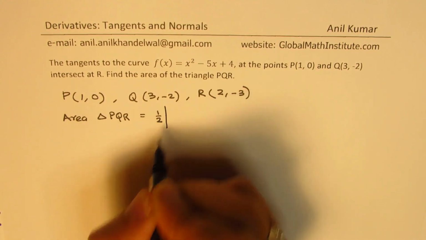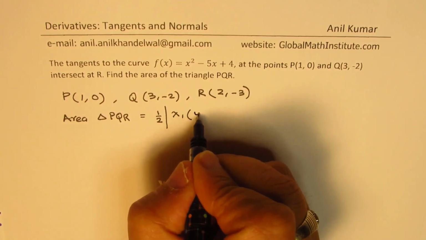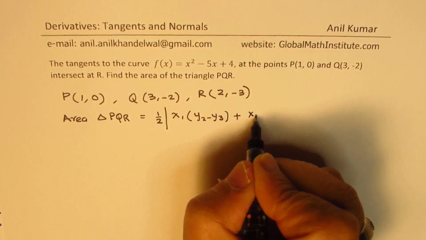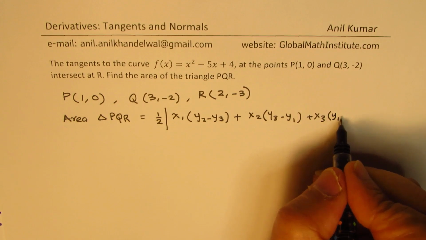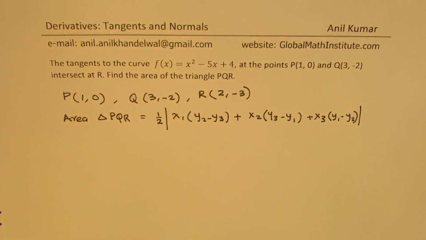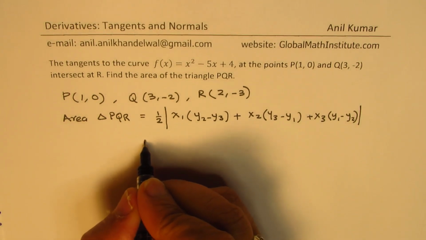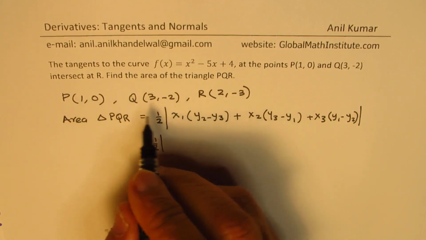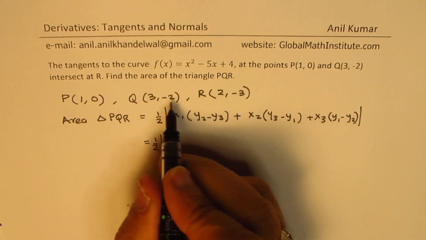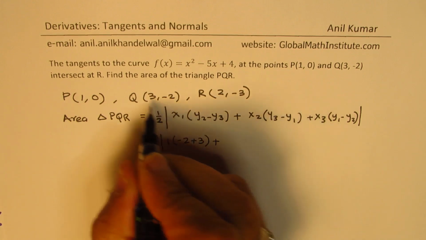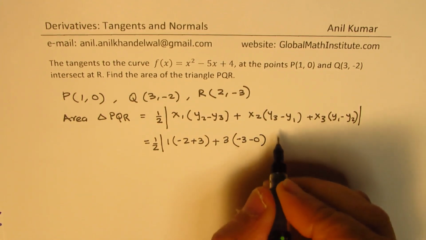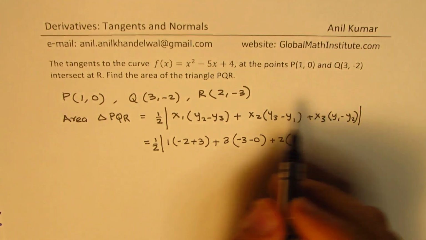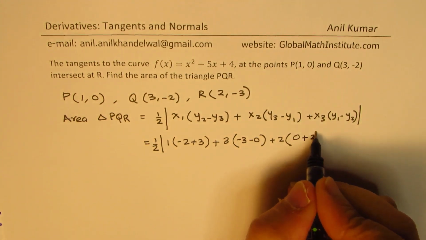Good. And the area of PQR is equal to half of the absolute value of x1 (y2 minus y3) plus x2 (y3 minus y1) plus x3 (y1 minus y2). So it is important that this order should be maintained, right? Otherwise you can make a mistake. Is that clear to you? Okay. So we'll just substitute the values. So we get half of the absolute value of x1, which is 1, times y2 minus y3, so minus 2 plus 3, plus x2, which is 3 for us, times y3 minus y1, so minus 3 minus 0, plus 2 times y1 minus y2, so 0 minus minus 2.